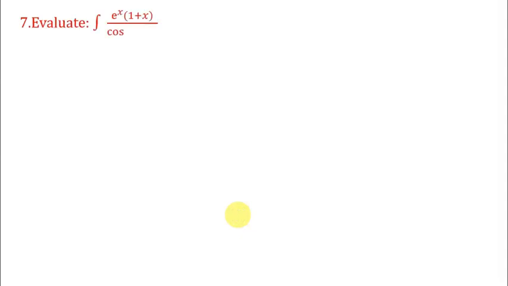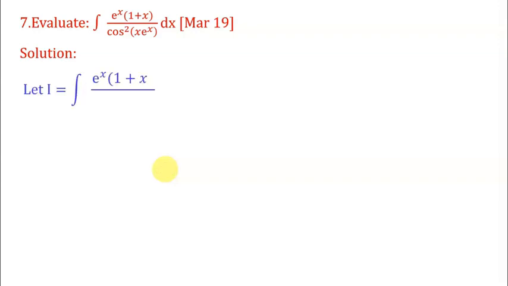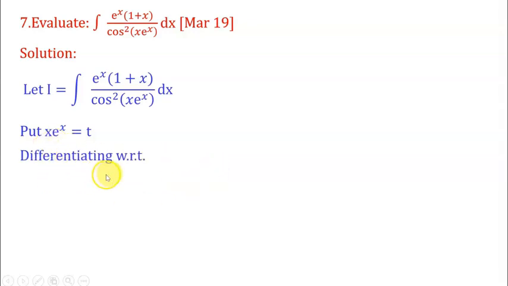Now next example, evaluate the integral of e raised to x in bracket 1 plus x upon cos square in bracket x into e raised to x dx. This example was asked in the March 19 examination. Now here, the method of substitution. This example depends on the method of substitution. What is it? x into e raised to x equals t. Differentiate this with respect to x. Using the product rule, first x as it is, derivative of e raised to x is e raised to x, plus e raised to x into derivative of x, which is 1, bracket complete, into dx equals dt.